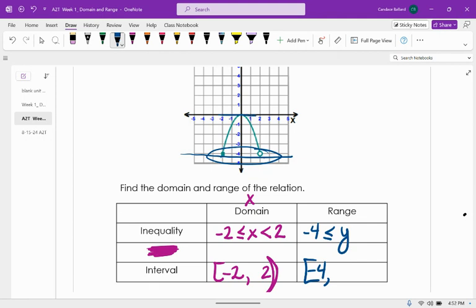I'm going to look for my top value. My top value is at 0. Now, notice that this top value here is on a solid curve. On that solid curve, I would have a bracket because it's closed. It's equal to that. So a bracket and a less than or equal to.